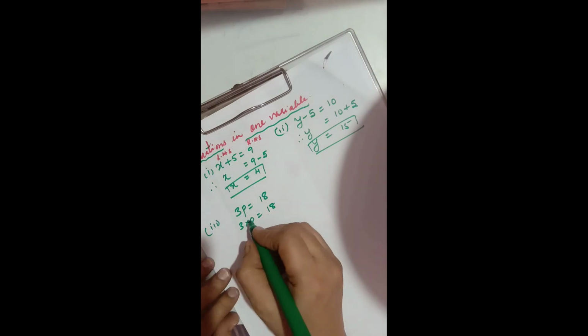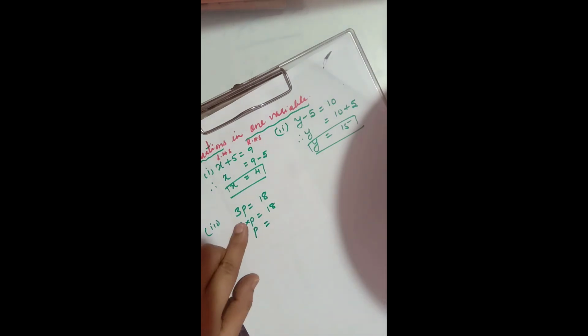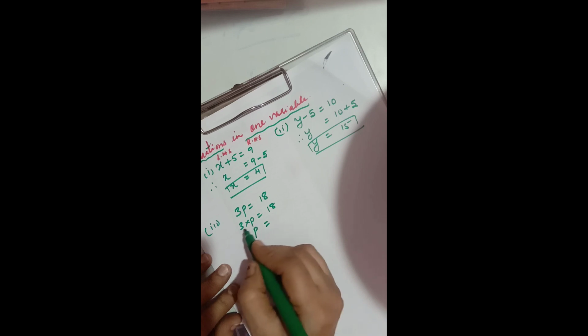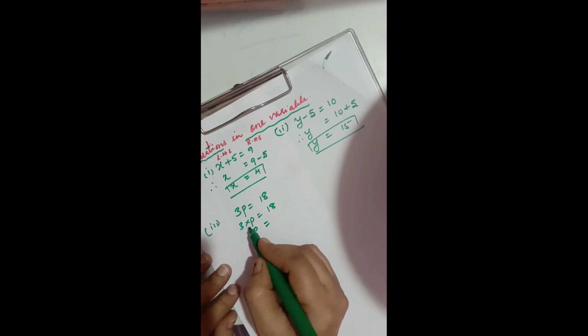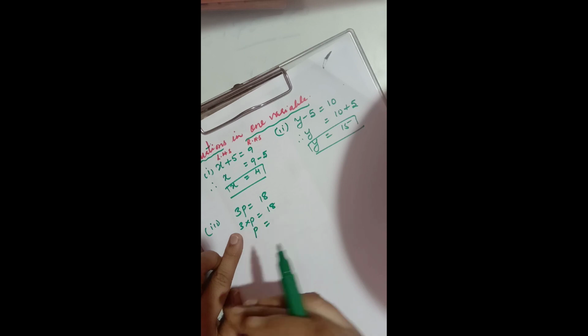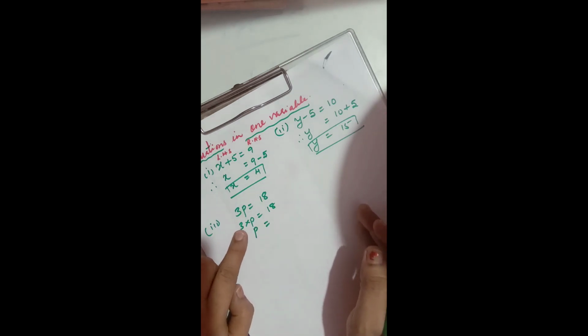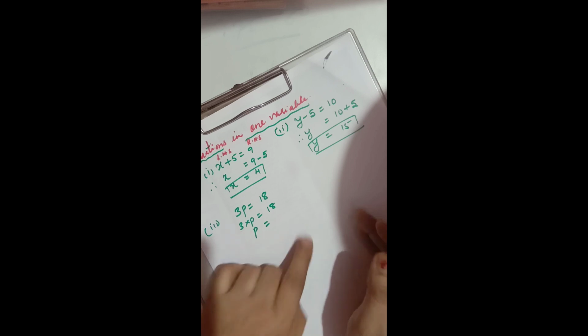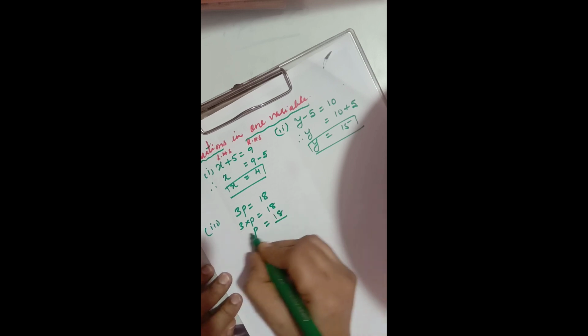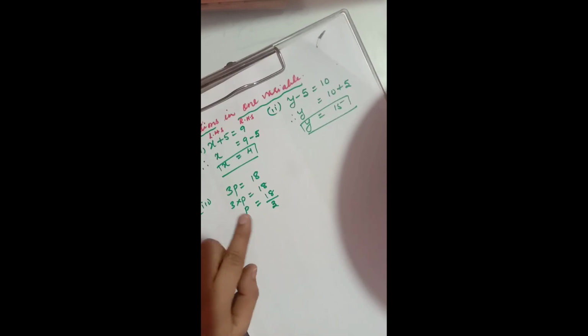Now, keeping p here only, taking 3 to the other side. Here you can see this 3 is in the numerator, along with the variable. So you will shift this 3 to the right hand side. When you shift it to the right hand side, it will go into the denominator. So it will become 18 upon 3.